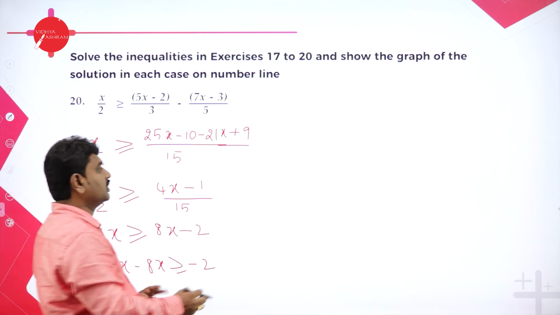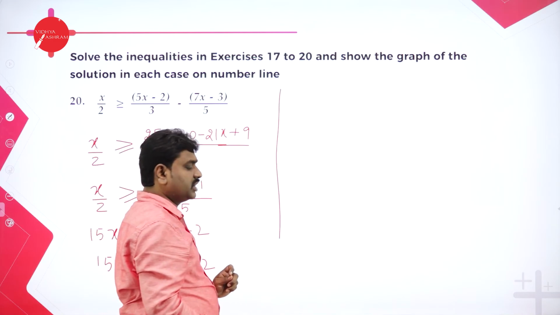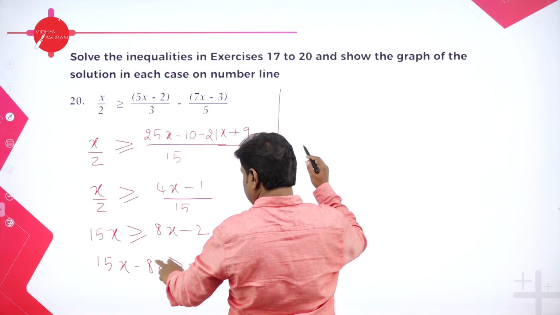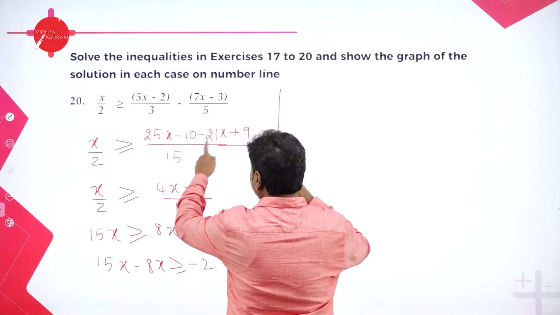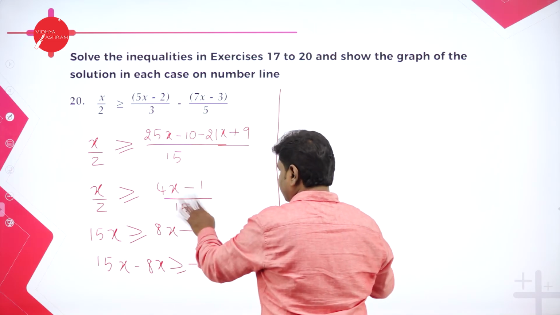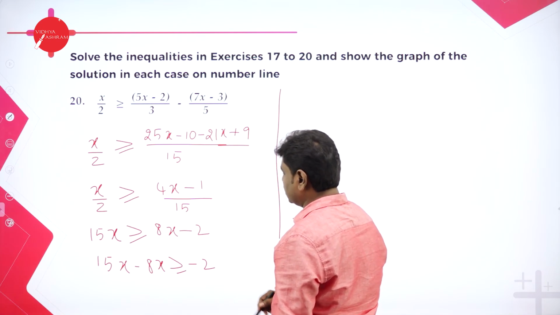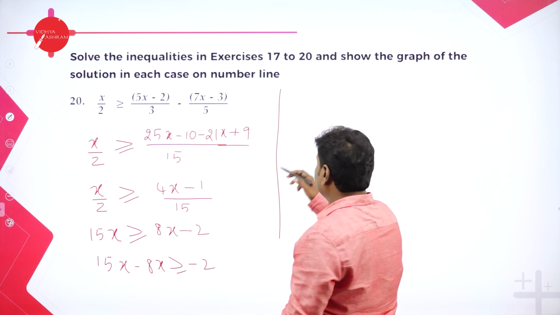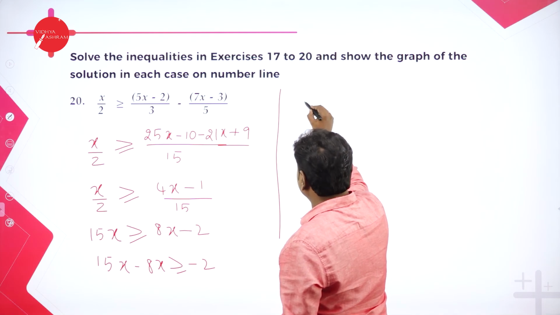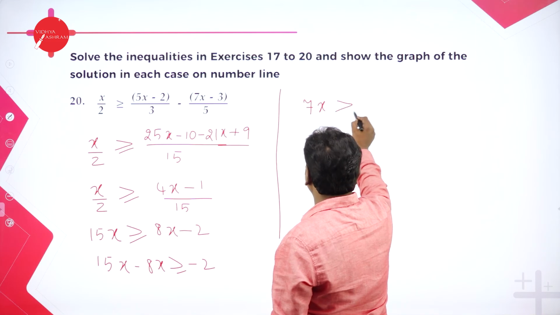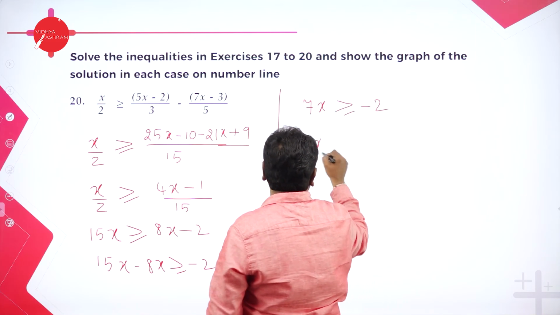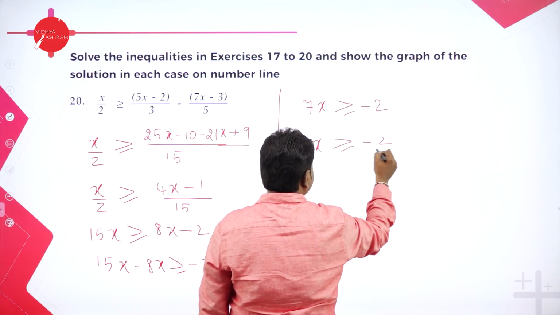15 minus 8, so simplify, 15 minus 8 gives you what? So solve this, minus 10 minus 1, yes. So now we have minus 1, that's it. 15 minus 8 you do, that will give you positive 7x greater than or equal to minus 2, or x is greater than or equal to minus 2 by 7.